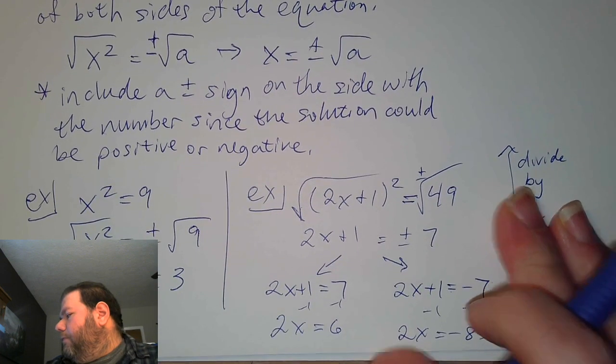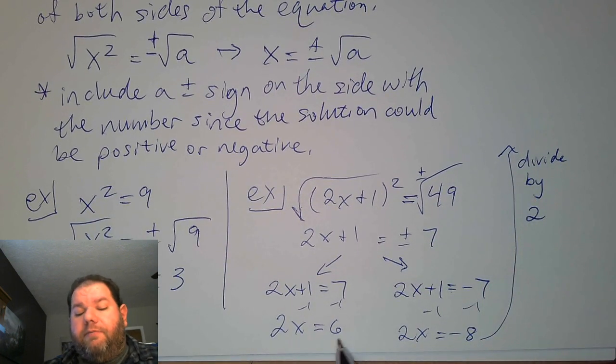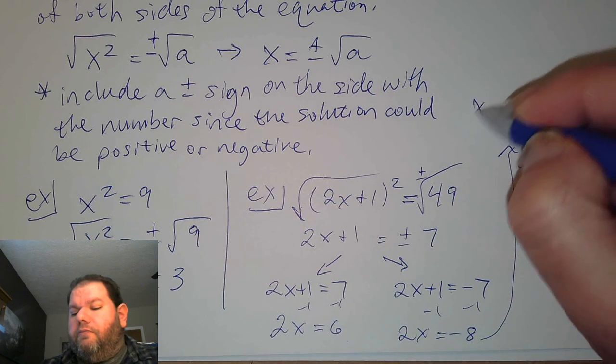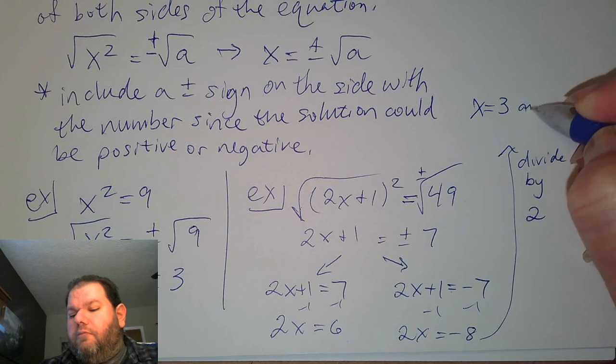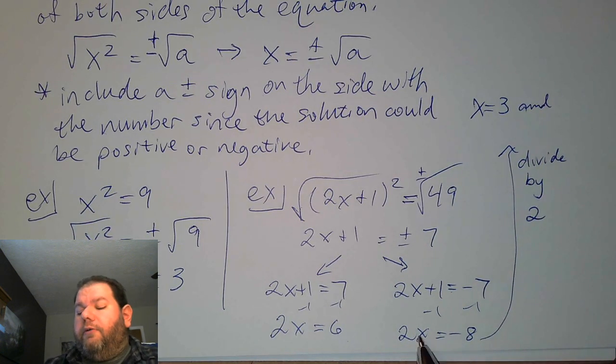I went too far. 2x, if we divide this one by 2, we just get x equals 3. And 2x equals negative 8. If we divide by 2 on both sides, x is equal to negative 4.